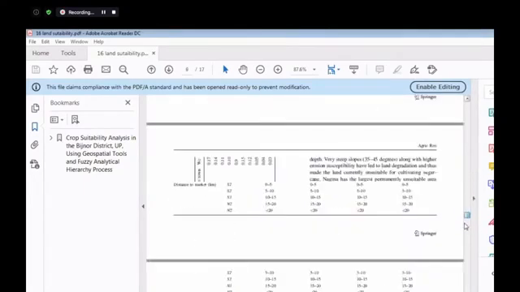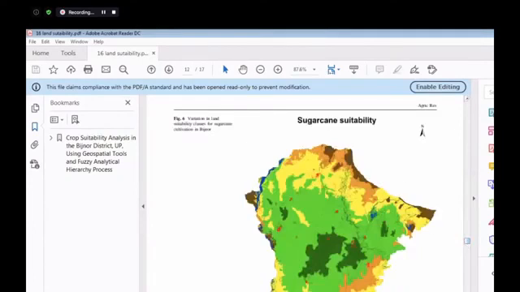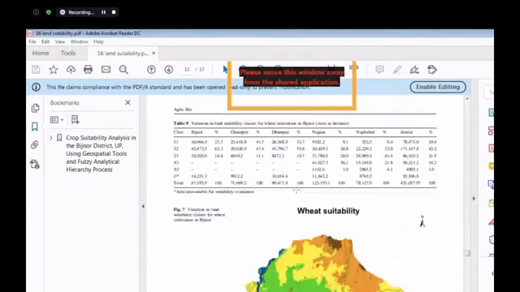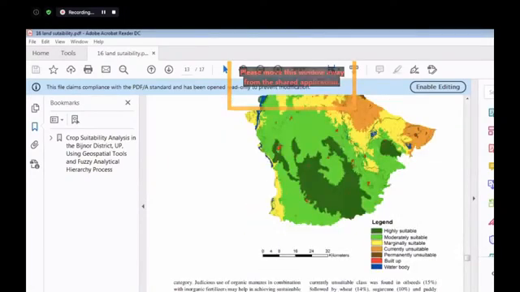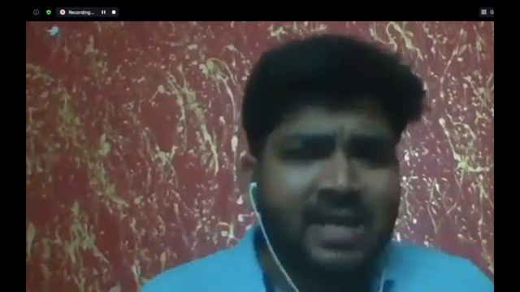I'm coming to the results and discussion. This is the current suitable area. If you provide this suitable landscape for every crop, then it will be beneficial for the farmer. They can choose the cropping seasons and suitable crops for their agricultural field. Again, you can use remote sensing and GIS to assess cropping pattern, agricultural productivity, and crop yield. There are several applications.